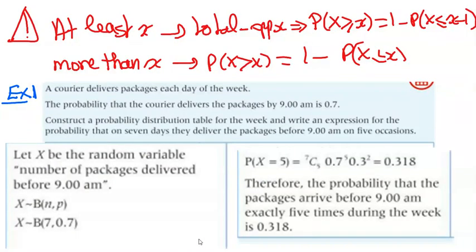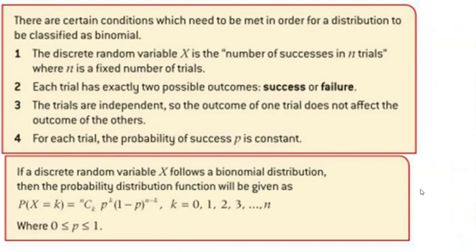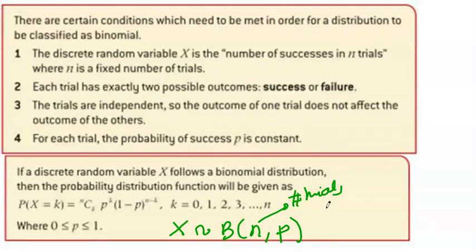So normally we write the binomial distribution like this. We write x follows a binomial distribution B(n, p). n is the number of trials, and p is the probability of the successful outcome. So this is its notation.